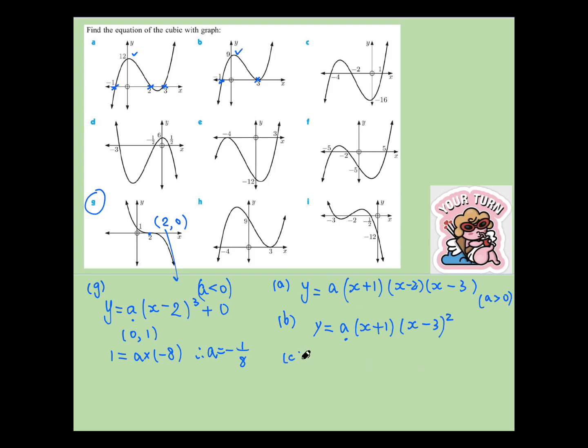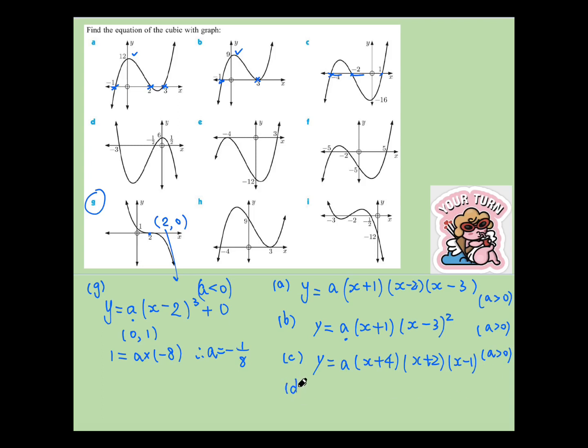Then for part C, the graph is climbing up a hill as well. Then the a value should be positive. There are 3 x-intercepts. Then we are going to use them to get the factorized form: a times (x plus 4) times (x plus 2) times (x minus 1).